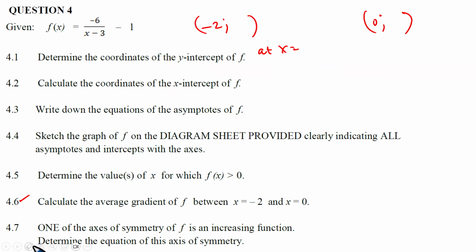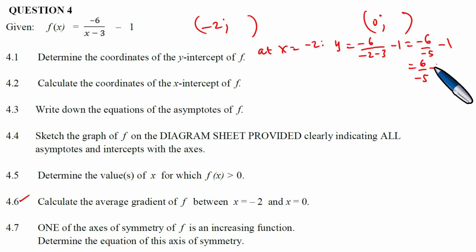Right, so at x equals -2, what you have is y equals -6 over -2 minus 3, minus 1. This is -6 over -5, minus 1. 6 over -5, minus 1. This is 6 plus 5 over -5, like this. And this is exactly 11 over -5. So you're getting 11 over 5, like that.